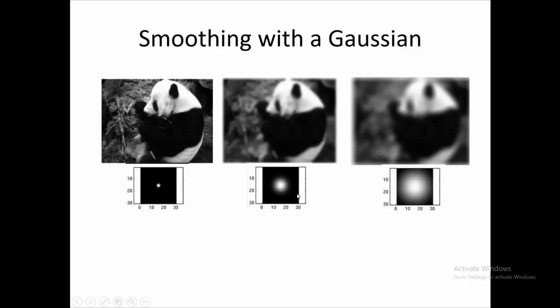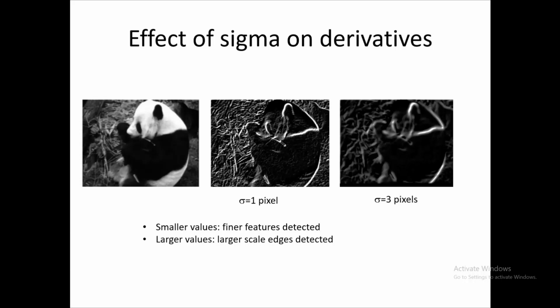But as we increase the size of the Gaussian, the degree of blurring increases, and here we can see that with the bigger size of Gaussian, the image is blurred strongly. And here, as we change the size of the Gaussian, it also affects the scale of the feature that is detected, or the scale of edges that is detected.